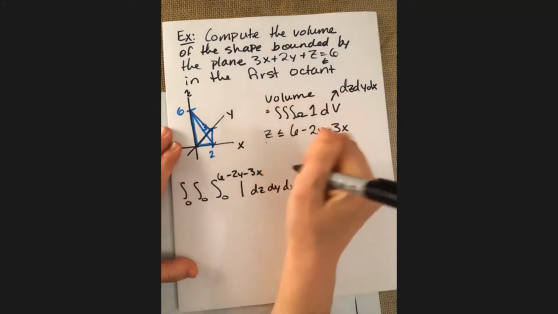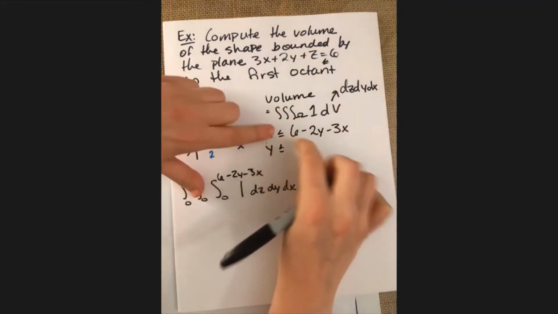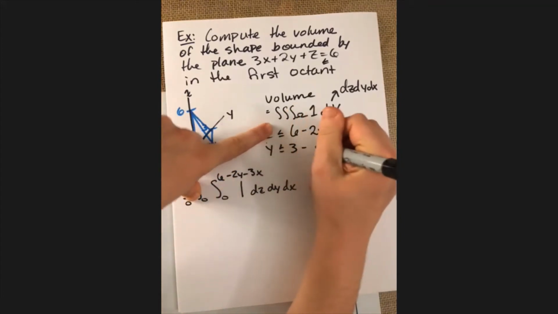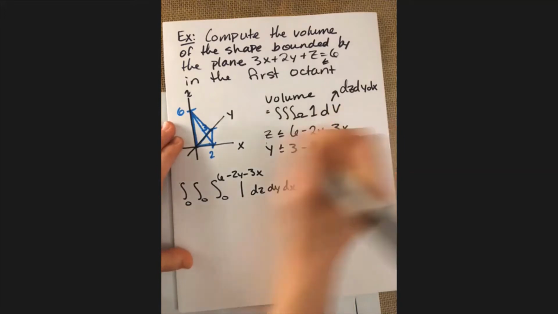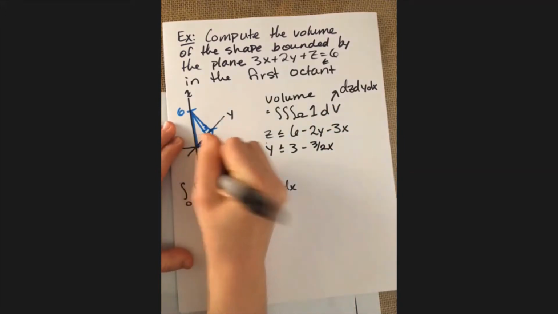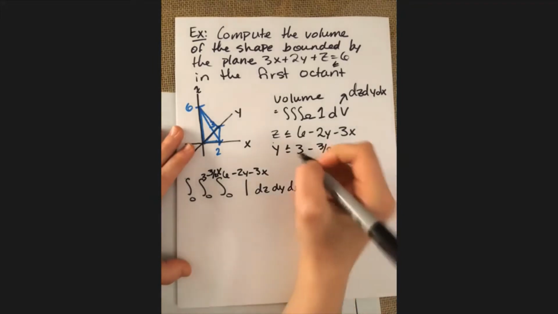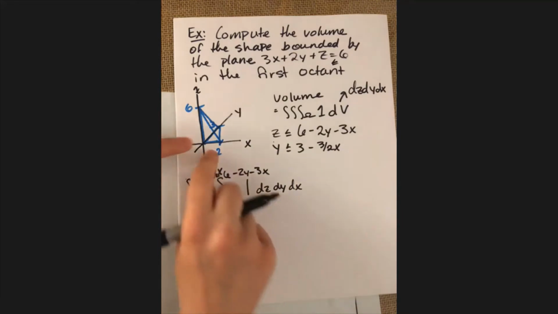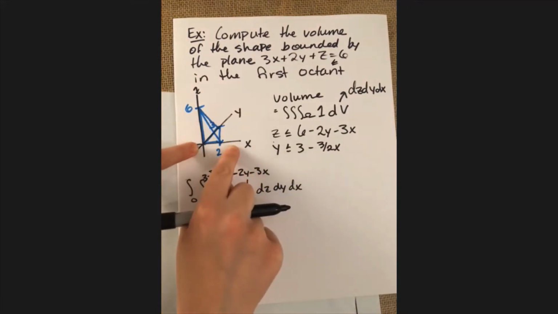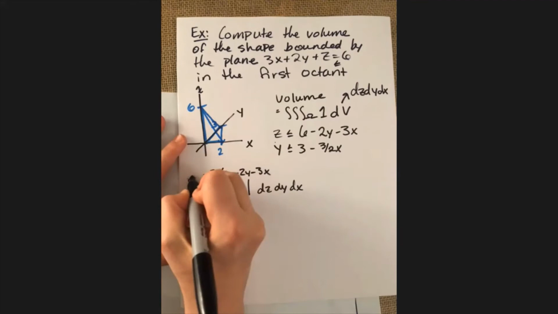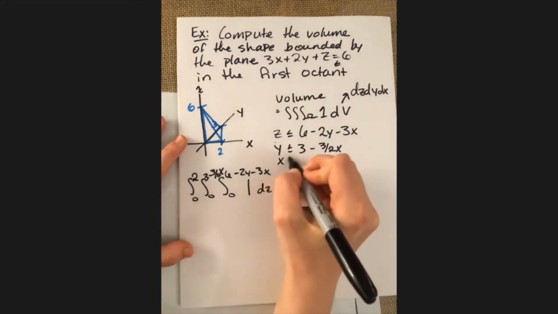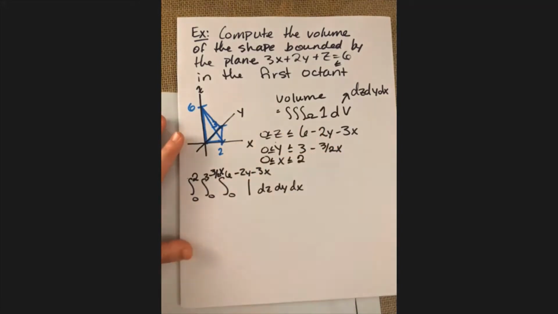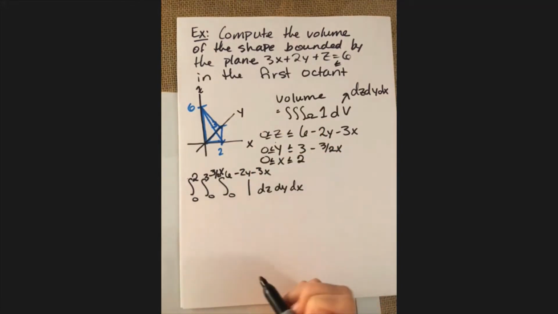And then I need y. Now that we've eliminated z, all I have to do is rearrange this for y, and what I get is 3 minus 3 over 2 x. Finally, having eliminated y, I just have to solve for x. Now that we're down to a single variable, I can look at the axis that x is on and say that x can only go out to 2. And like I said, all of these have to be greater than or equal to 0. Okay, so now I've got my integral.